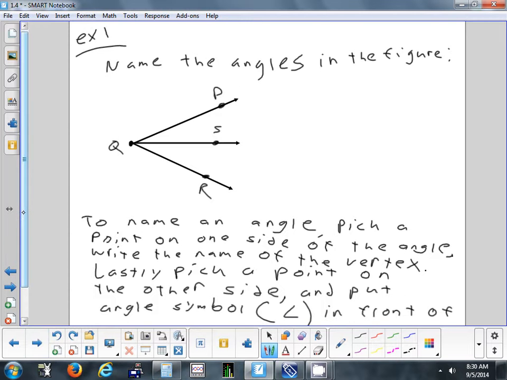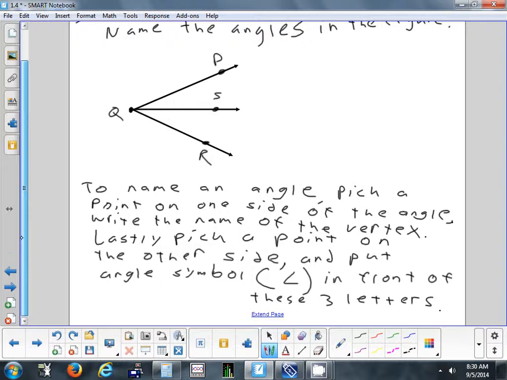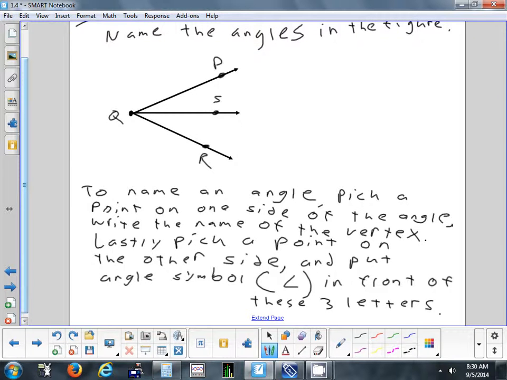So let's look at this diagram and try to name all the angles in it. Okay, so I already explained this to you verbally. To name an angle, pick a point on one side of the angle, okay, then write the name of the vertex, then pick a point on the other side of the angle. So it's like you pick a point, side, vertex, side. And that's the symbol. We already discussed that. Okay, so what's one angle in that picture?